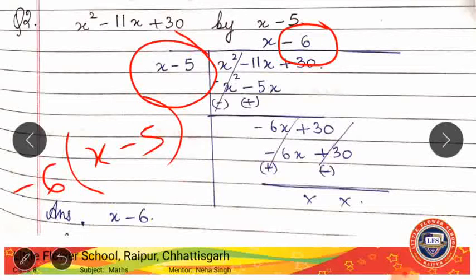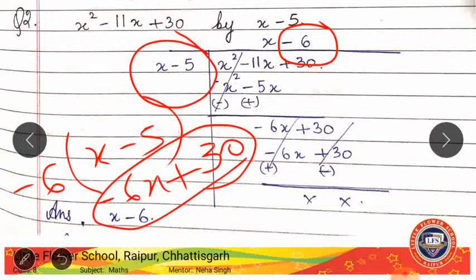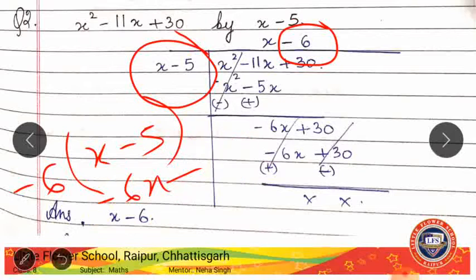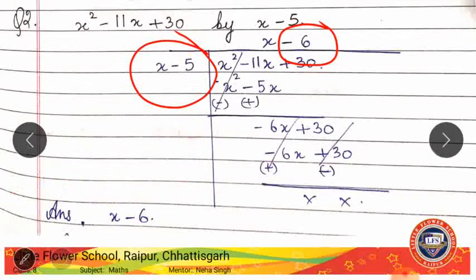So here we will multiply minus 6 with x minus 5. What are we going to get? Minus 6x. Minus into minus is plus. 6 into 5 is 30. So what are we getting? Minus 6x plus 30. So we are going to write this here, minus 6x plus 30. So are the steps clear till here?